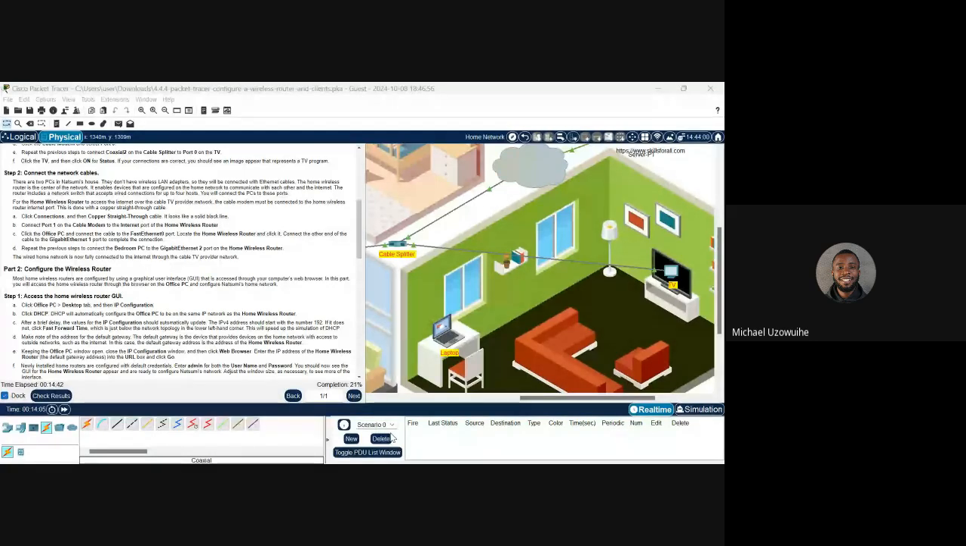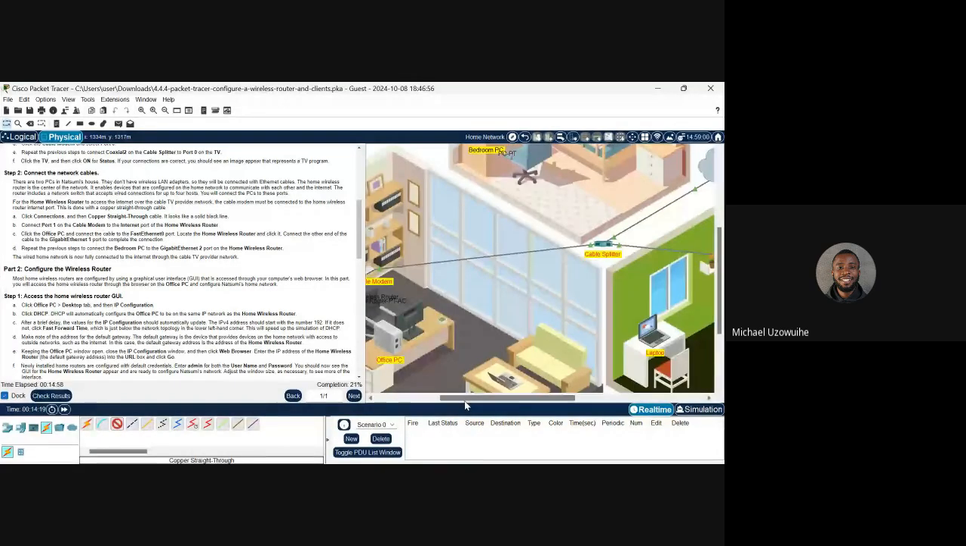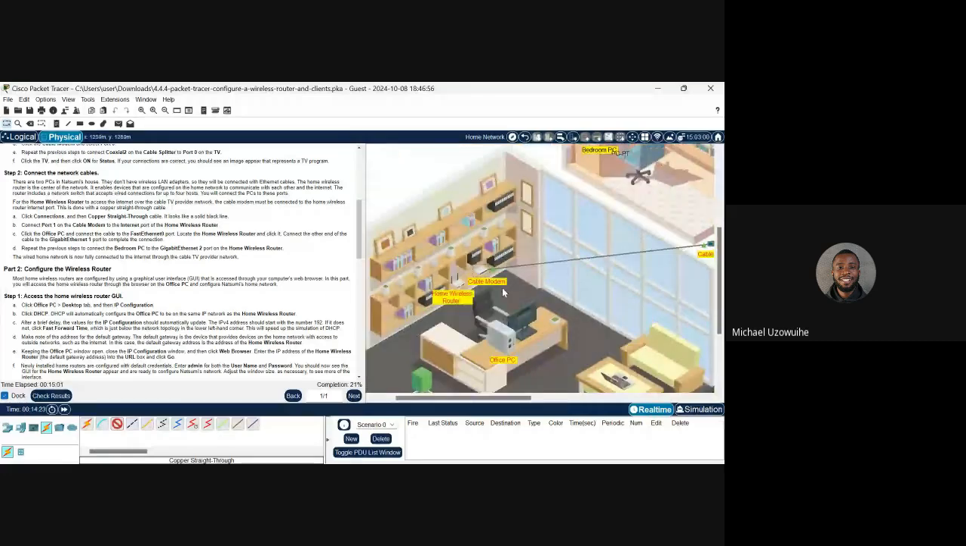So what does it say we should do? We should click on connection. We should use the copper straight through cable. This is the copper straight through. It looks like it's a click on the port on the cable modem. We want to get to the cable modem. We should click on it. We want to connect it to our router, on the internet port.